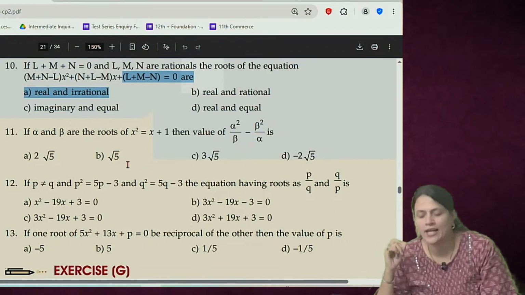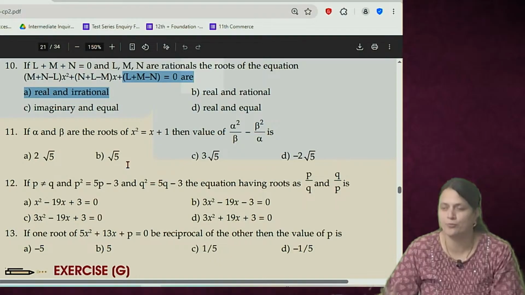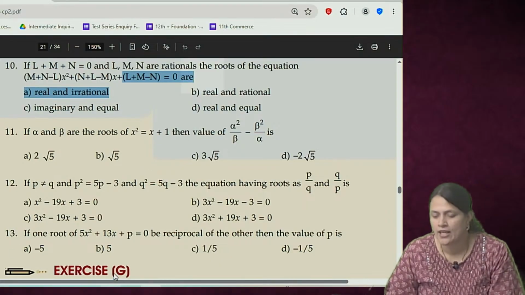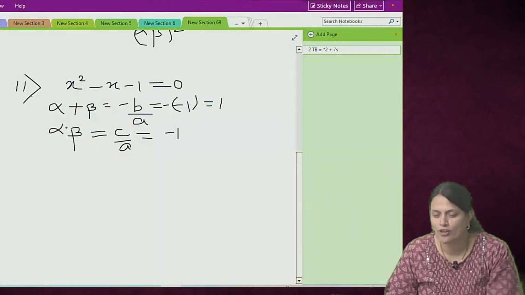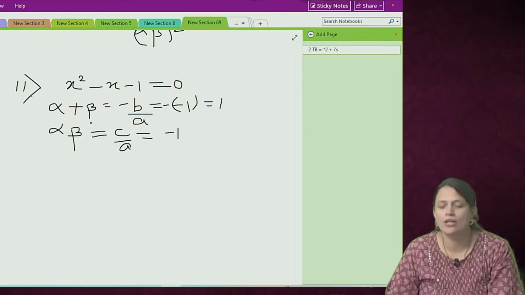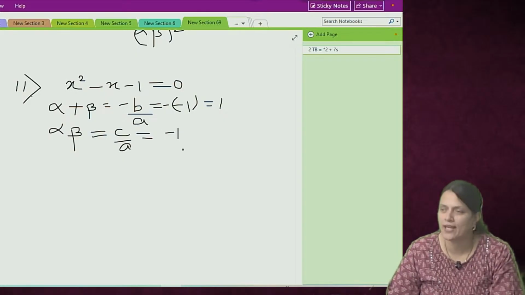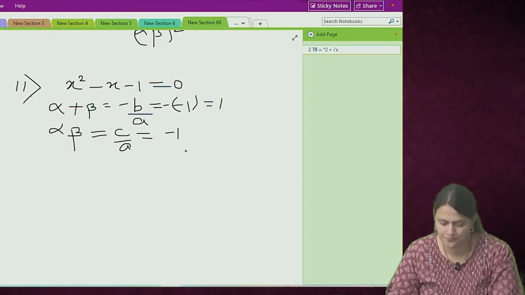If alpha and beta are the roots of x square is equal to x plus 1, you have to find out the value of alpha square upon beta minus beta square upon alpha. Now check what is given to us. From the given equation, we have found out the values: alpha plus beta is minus b by a, which is nothing but plus 1, and alpha beta is c by a, that is equal to minus 1.